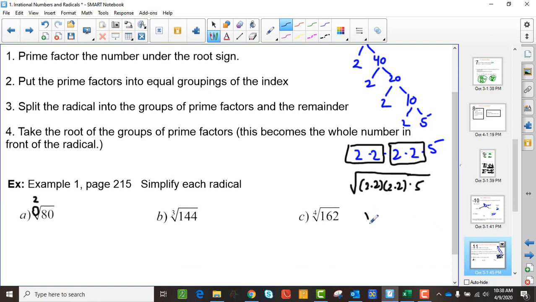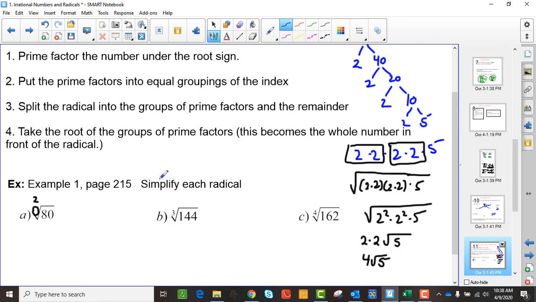And that really is the square root of 2 squared times 2 squared times 5. And then we take the square root of these prime factors. So it's 2 times 2, take the square root of those and leave it as root 5. And what we then end up with is 4 root 5. Okay, so that's the steps that you can follow.